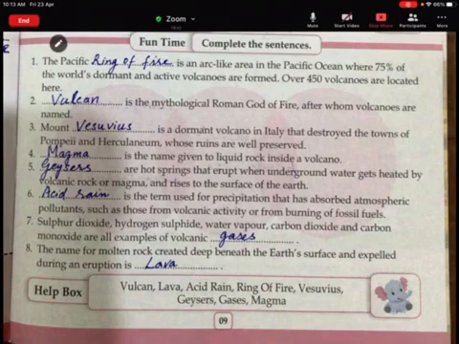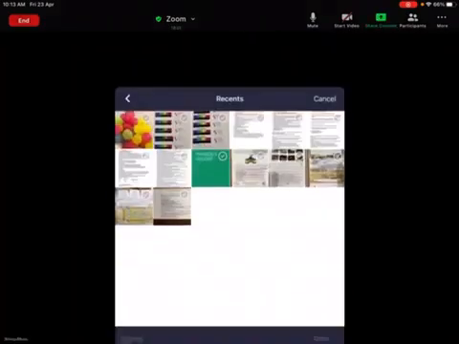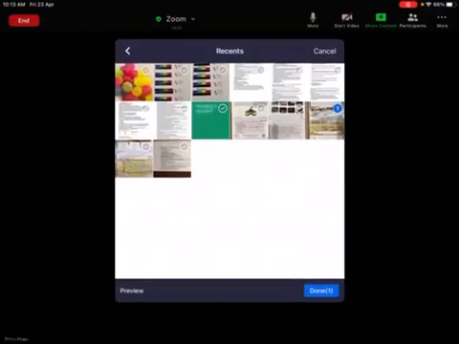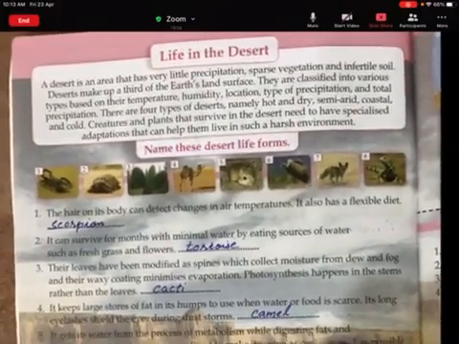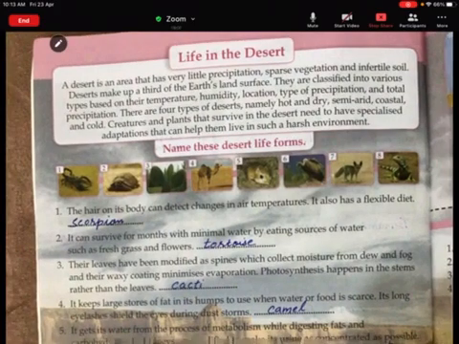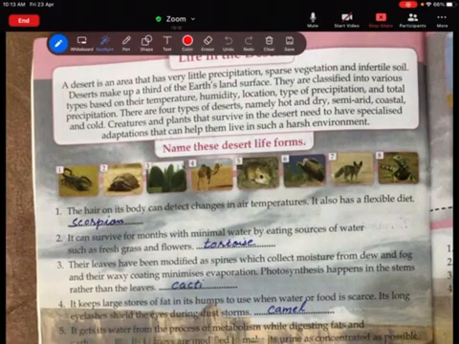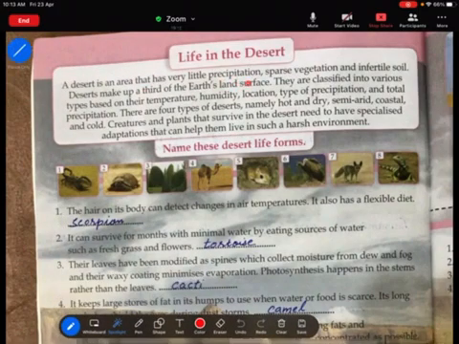Next, we are going to see life in the desert. Desert, it's an area that has very little precipitation, means very little rain, sparse vegetation, means here and there somewhere you see a little bit of vegetation, thin vegetation, and infertile soil. Deserts make up one third of Earth's land surface.